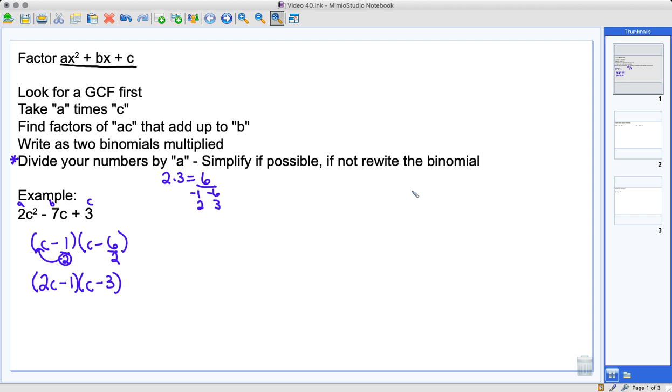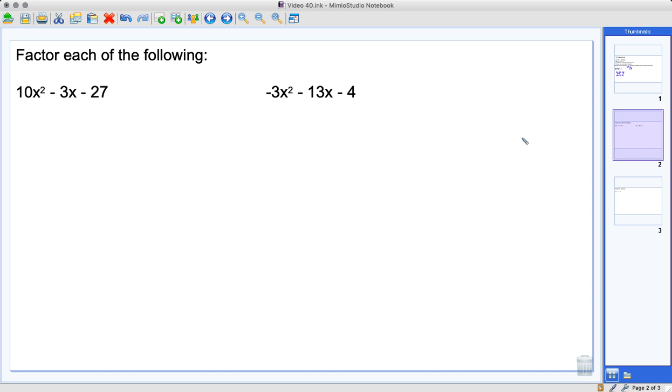Okay, so a little bit more complicated, but just adding a couple steps, little things that are different from factoring without a there. Okay, so let's do a couple practice problems. So we got 10x squared minus 3x minus 27. So 10 times -27 is -270. Okay, that's a lot of things to find factors of. Okay, so it might take you a little bit longer on a problem like this.